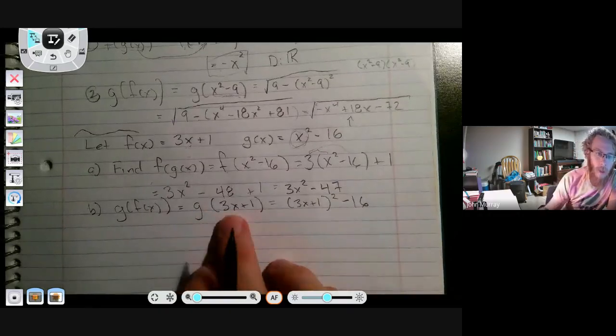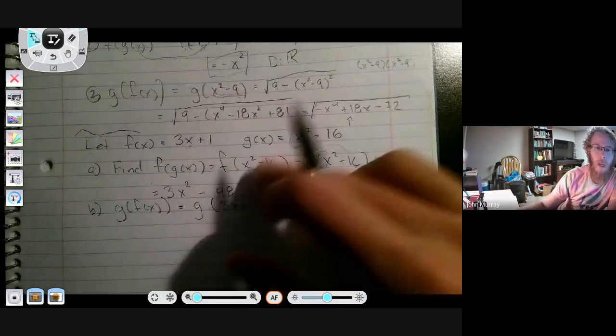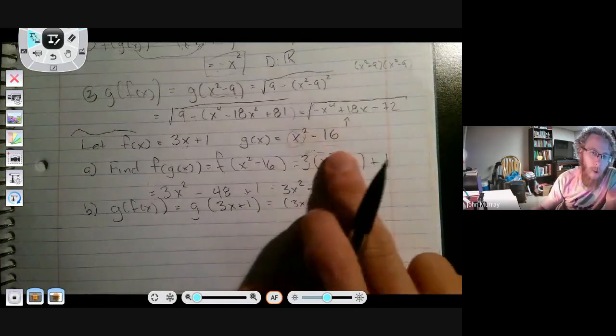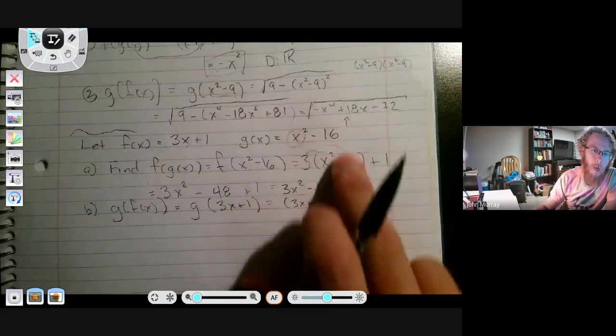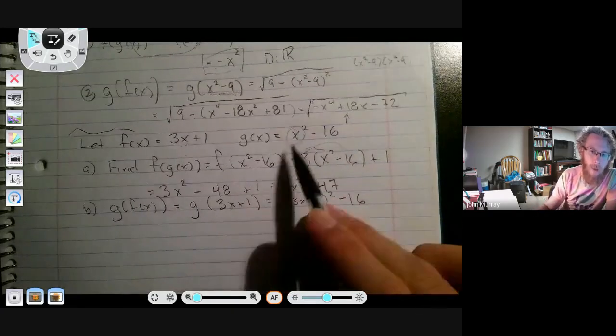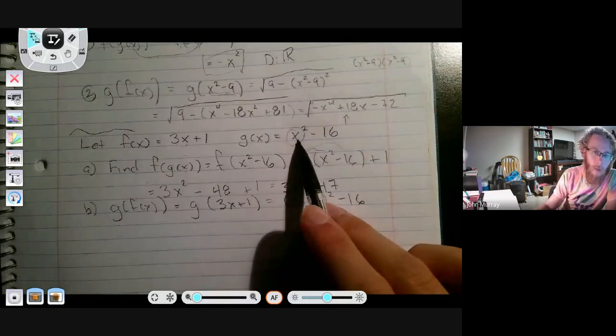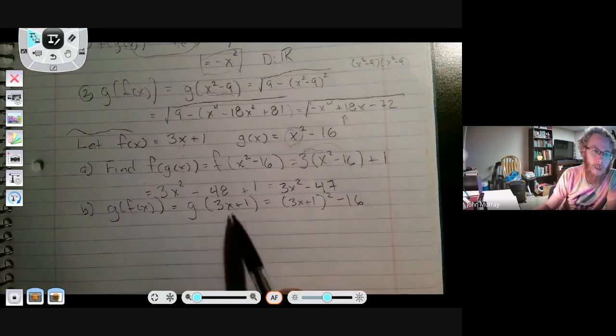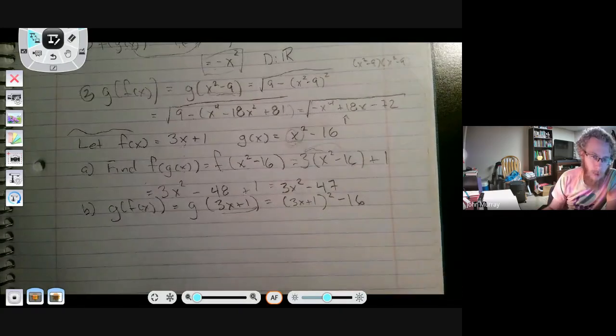Okay, so again, I took this 3x plus 1, and I plugged it in for the x into g, and then I still have the rest of my g function, the squared minus 16. Anything around this x still needs to be there, right? This step was just substituting this term in for your x.